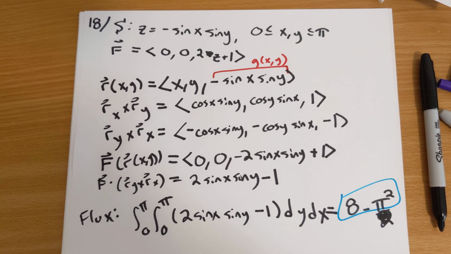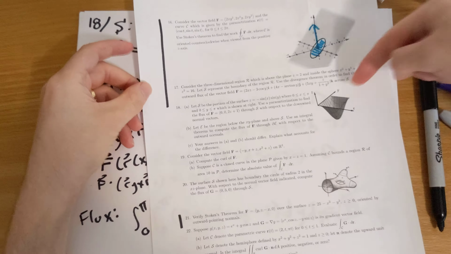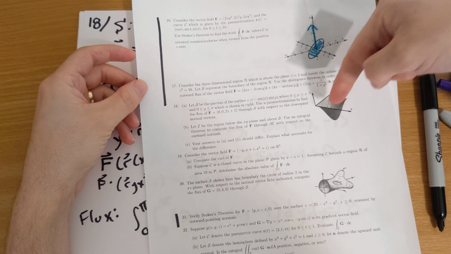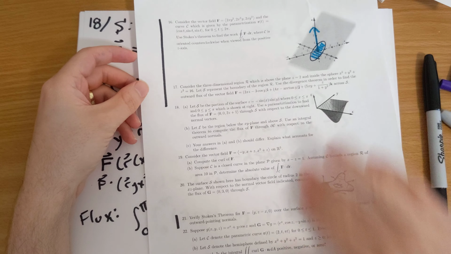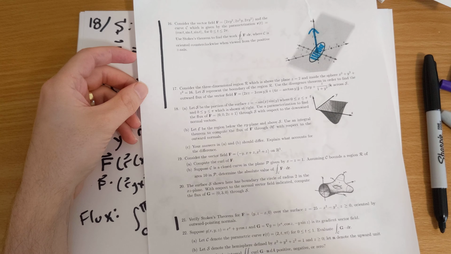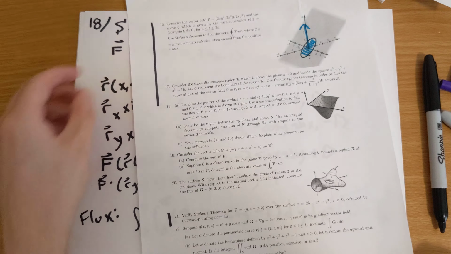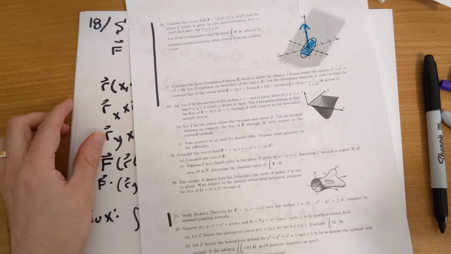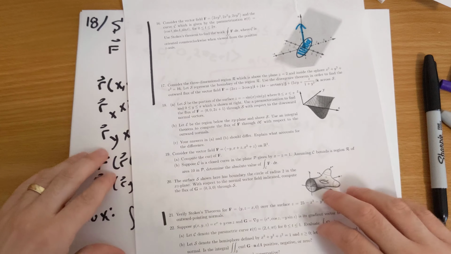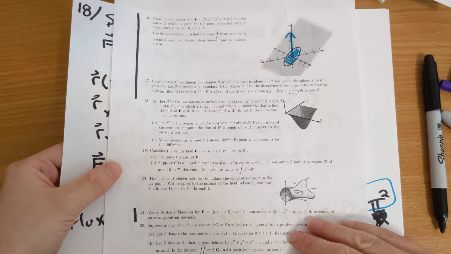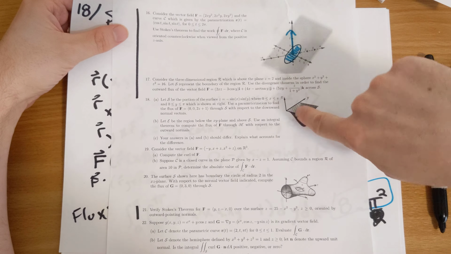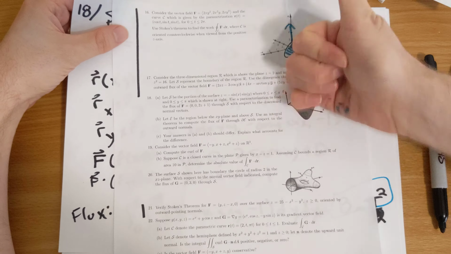For part B, it says let E be the region below the xy plane and above S. So it's the three-dimensional region in that valley. It's the air inside the valley under the xy plane. Okay, so we want to use the divergence theorem here to compute the flux of F through the boundary of E with respect to the outward normal vector. So outward will be pointing down on the bottom, pointing up on the top.